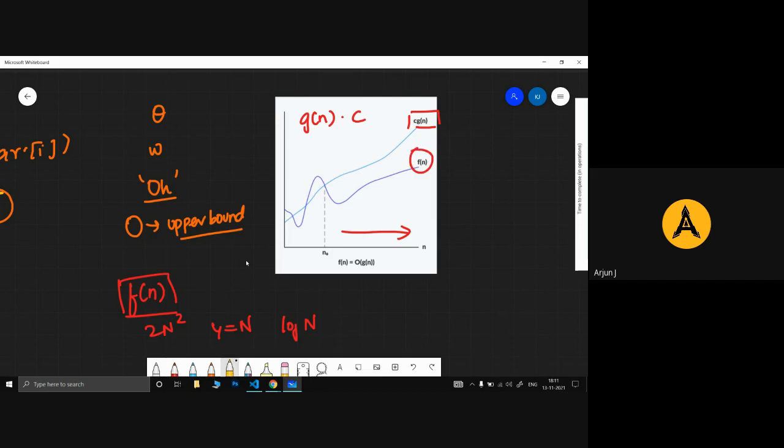Here you will be able to see that there is something called n naught. The x-axis is the size of the input, and the y-axis says how the function grows with respect to n. Towards the left of n naught, you will see that the graph is inconsistent. At some places f of n is smaller than c into g of n, and in some places f of n is greater than g of n.